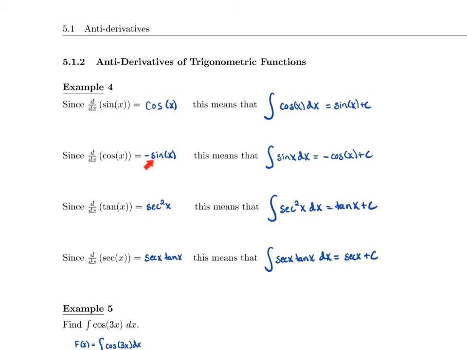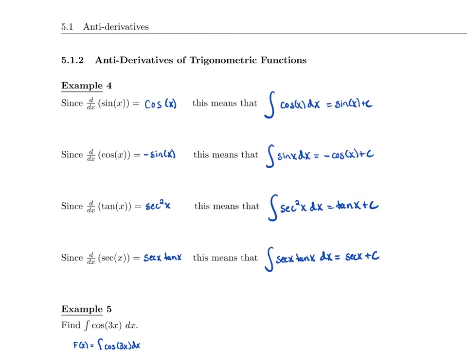Derivative of cosine is negative sine. We're actually going to flip this one a little bit and say the antiderivative of sine is negative cosine. So we're not putting the negative with the sine, we're putting it with the antiderivative, knowing that when I take the derivative of cosine, I'll have a negative times a negative, which is going to give me that positive. Derivative of tangent is secant squared, so antiderivative of secant squared is tangent of x plus c. Derivative of secant is secant tangent, so the antiderivative of secant tangent is secant x plus c.